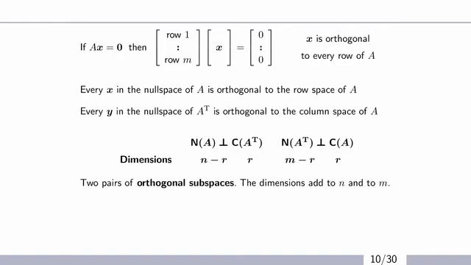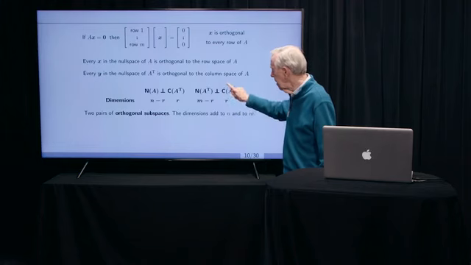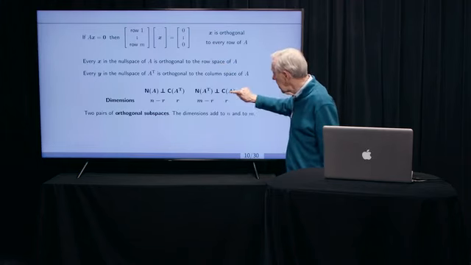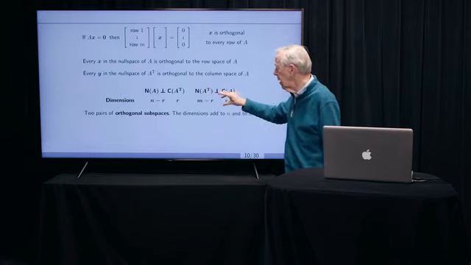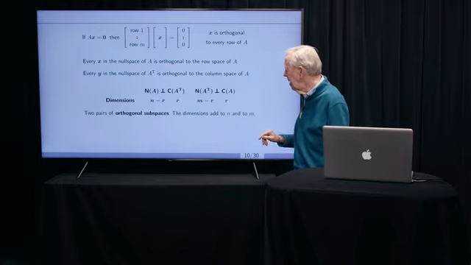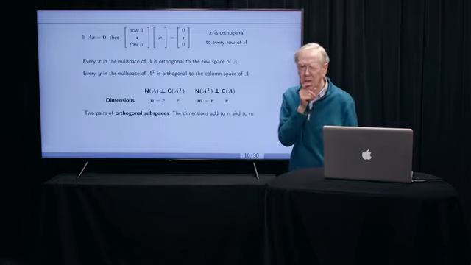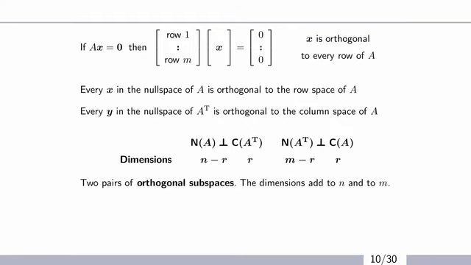Now, if I transpose the matrix, remember that means exchanging rows and columns. So I have a new matrix, new size even, but it's a matrix, and the same will be true for it. The rows become the columns, and the solutions to the new equation with A transpose go in that space. So that little perpendicular sign is reminding us of the geometry: rows perpendicular to the x's, columns perpendicular to the y's. That's the best. I finally saw the right way to say that.